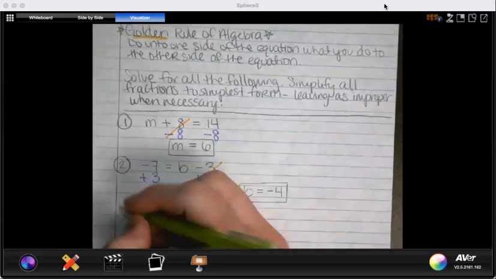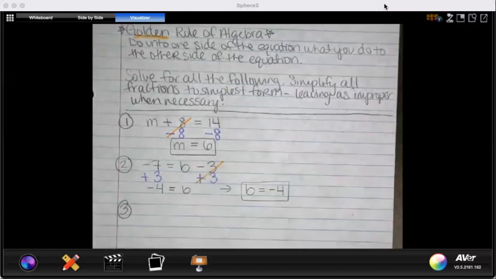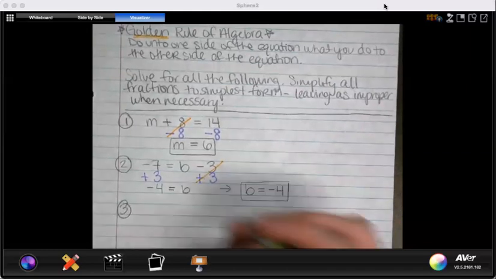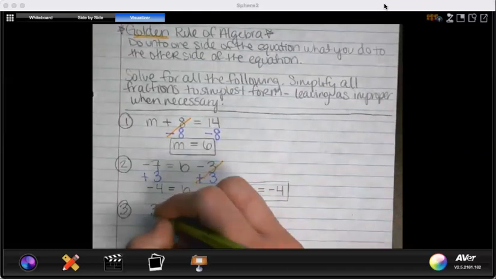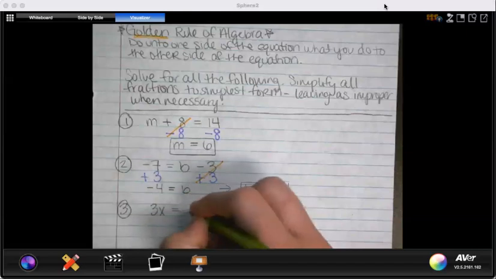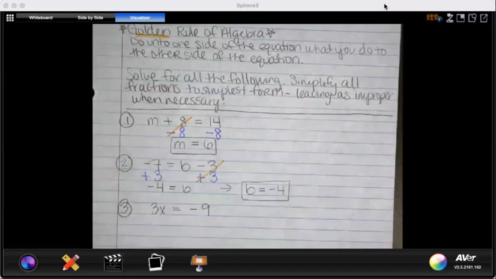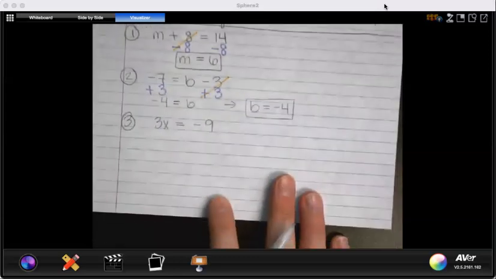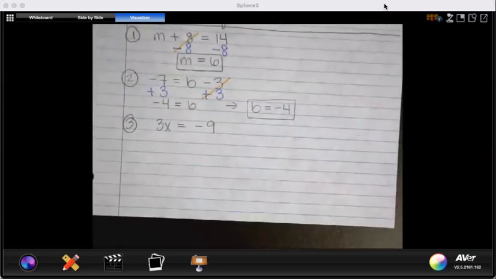Moving on, let's try the next one. Number 3. 3x equals -9. Now remember, when you have a number and a variable or two variables next to each other, they are using multiplication. So really, when I say 3x, I mean 3 times x equals -9.